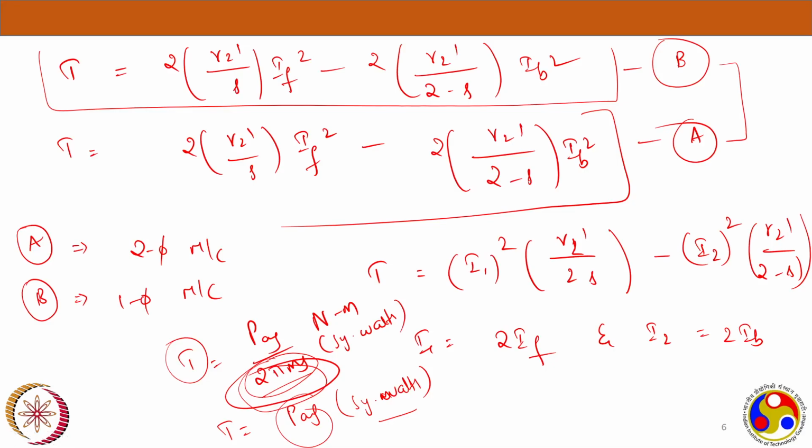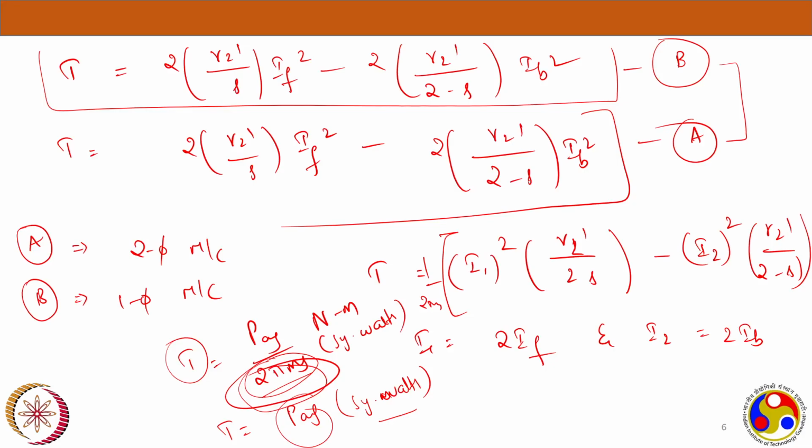If you want to write torque in terms of Newton meter, then you have to divide this entire thing by 2 pi ns. You understand? We have discussed this in our induction machine formulas. You can refer to that. It's not difficult. So PAG by 2 pi ns is torque in Newton meter. PAG is the torque in synchronous watts. So we are clubbing that 2 pi ns, eliminating it, and representing it in synchronous watts unit.